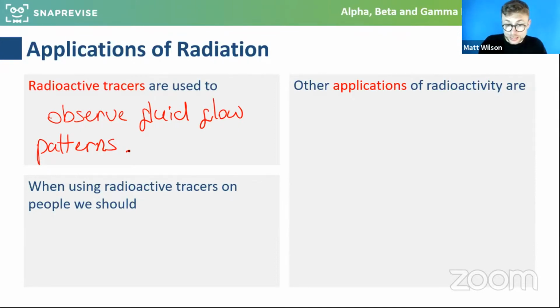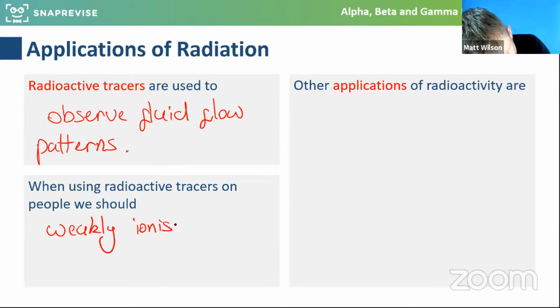So we put a bit of radioactive material in. Well, we don't want to cause any damage. So we should use weakly ionizing sources. So when we use radioactive tracers on people, we should use weakly ionizing sources.